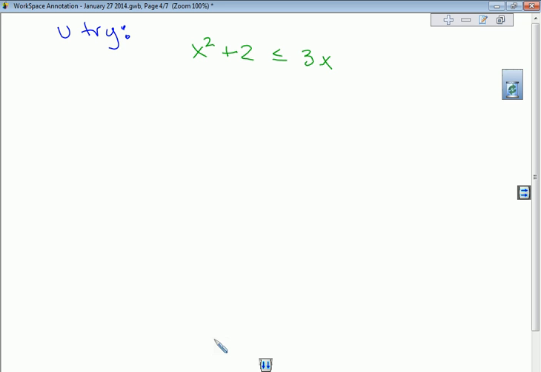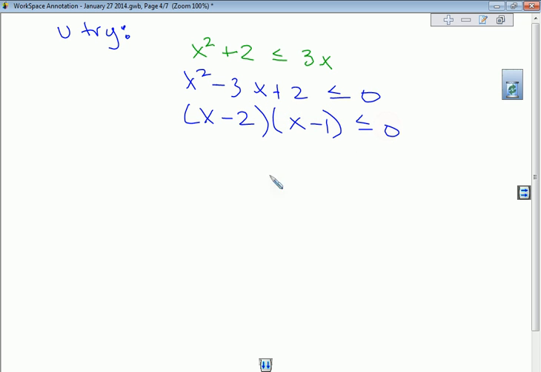All right, the first thing we have to do is move the 3x over. And so we're going to get x squared minus 3x plus 2 is less than or equal to 0. So this factors to what, guys? X minus 2, x minus 1. So we have it less than or equal to 0. So we'll find our sign chart here. What are our critical values for this problem?